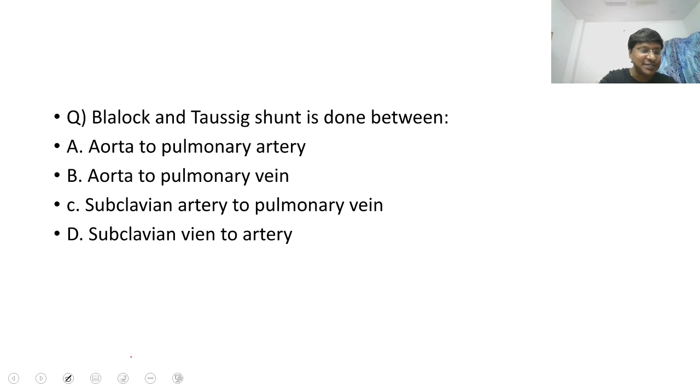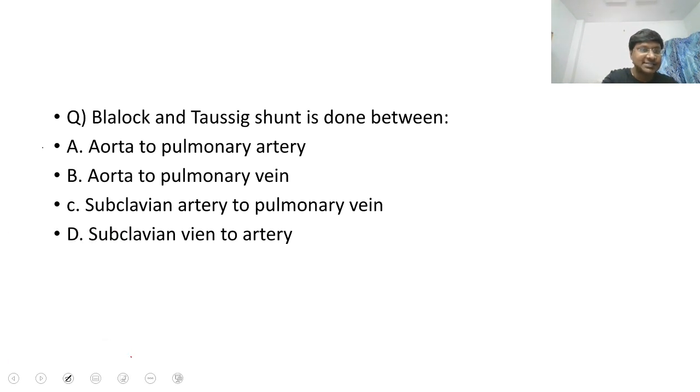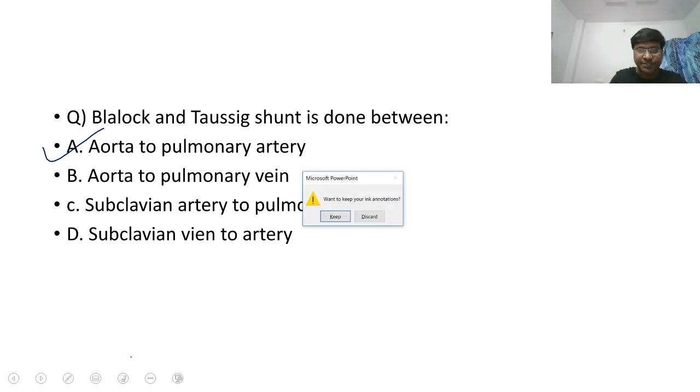Right. Let me tell you what is the answer here. The answer is aorta to pulmonary artery. Right? Aorta to pulmonary artery. Alright? That is the answer. Answer is A, not the C. Alright? Now, let me explain you why. See, it is a very simple concept.